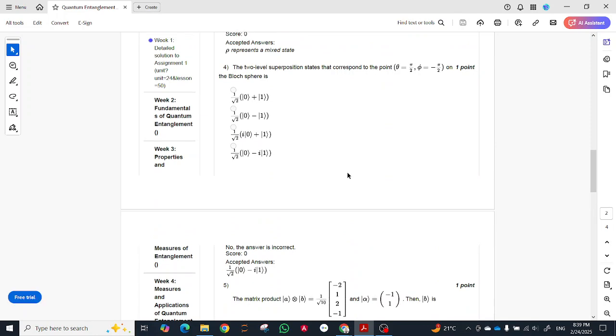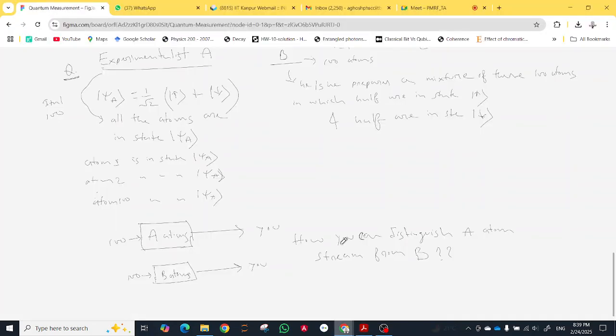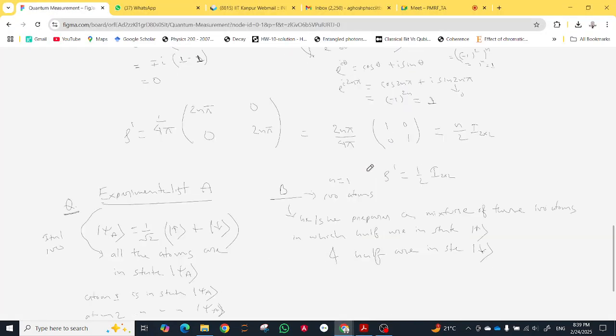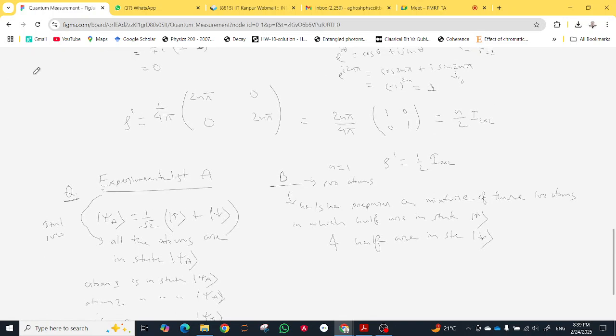Okay, so the fourth one is what? You have to write the state corresponding to theta equals pi by 2 and phi equals minus pi by 2, right? The two level superposition state that corresponds to this point on a Bloch sphere. Okay, this is the small one. Just do it here. Theta equals pi by 2 and phi equals pi by 2, right? Sorry, minus pi by 2. You have to write the Bloch sphere state.